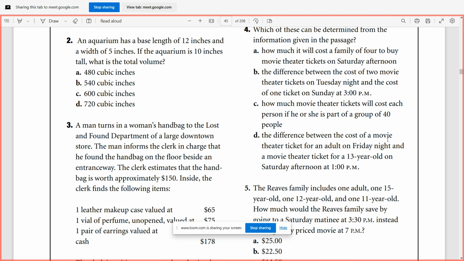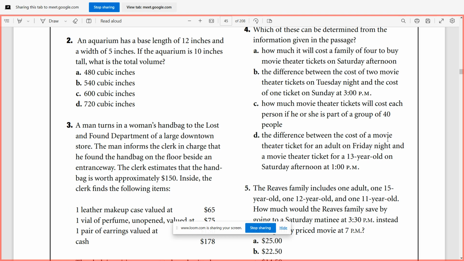The area of the base here would be 12 times 5, because remember, we're just finding the area of a rectangle. So the base of this is a rectangle. The area of a rectangle, the area of a square, is length times width. So we're going to take 12 times 5, which is 60. And then we're going to multiply that times the height. So 60 times 10 is 600.